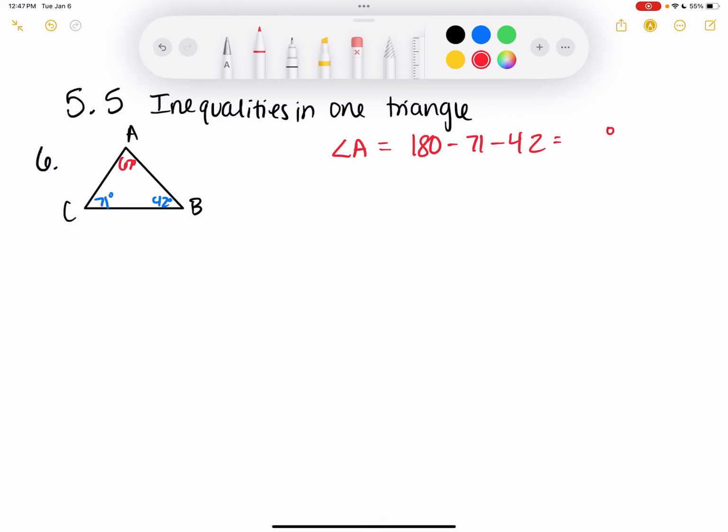All right, so now I need to know what the shortest and longest side of the triangle is. So which side is the shortest side? The side opposite the 42, AC. It's the shortest. And the longest would be AB. Yep, AB.